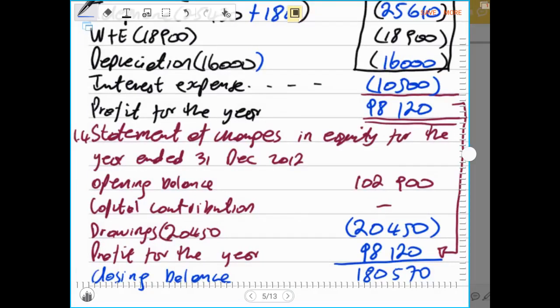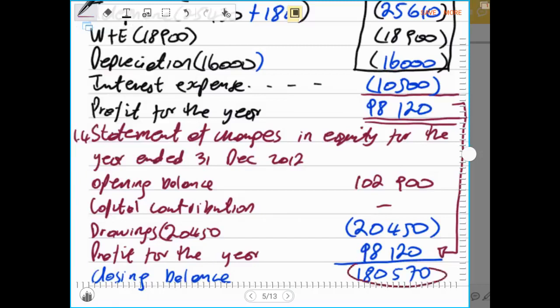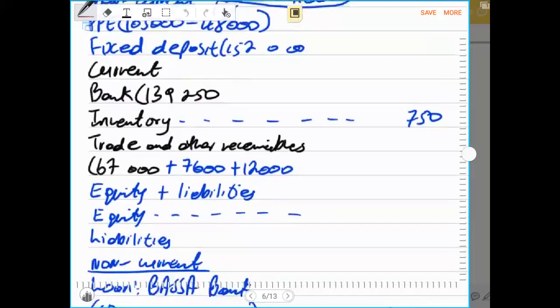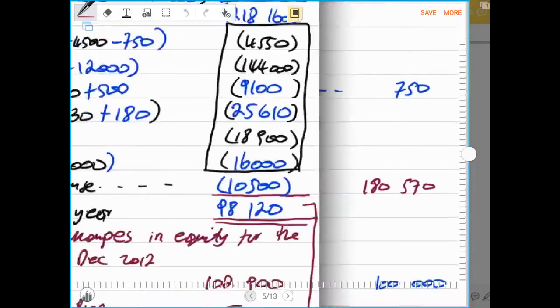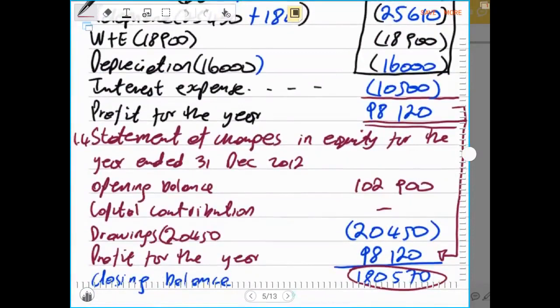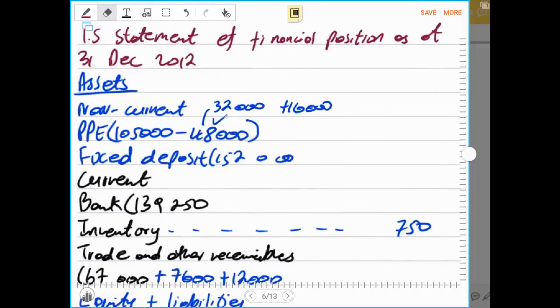Then after we do the statement, this amount will go straight to our statement of financial position. 180,570 will go straight here, which comes from the statement of changes in equity. Then immediately we record everything that concerns our assets and our liabilities. In fact, we just calculate the totals because everything has been accounted for.